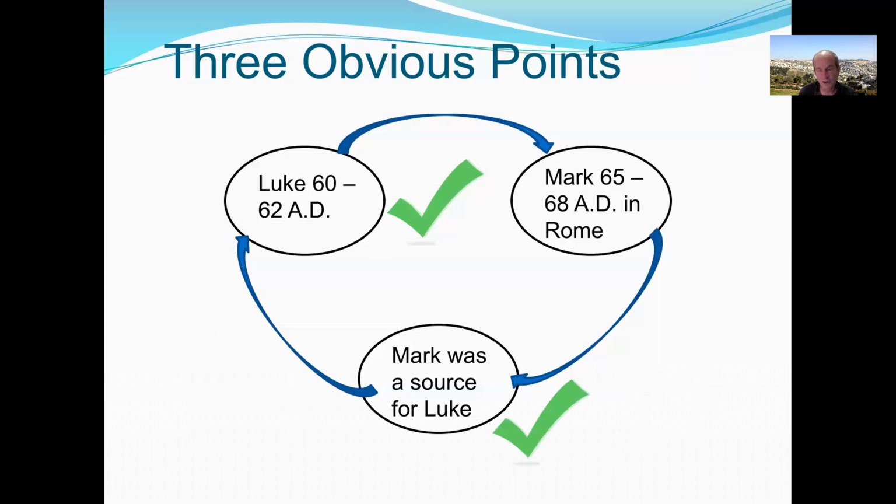I also think that Mark was a source for Luke. And so you would think that I would reject that third one, but I don't. I also think that the version of Mark which we've got was written in Rome and a little bit later than the book of Luke.